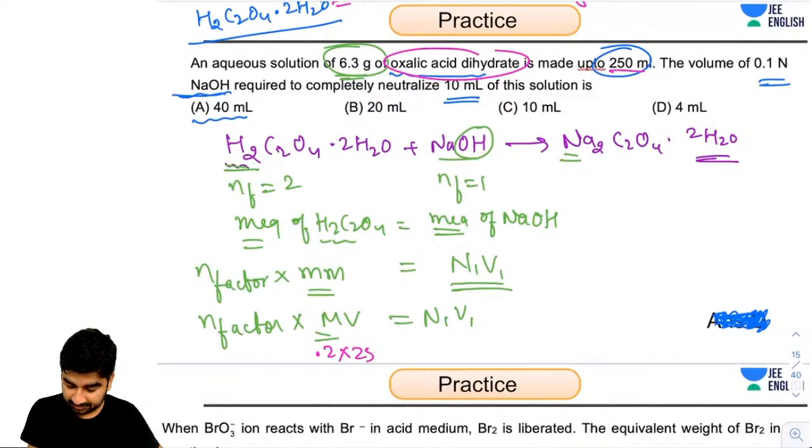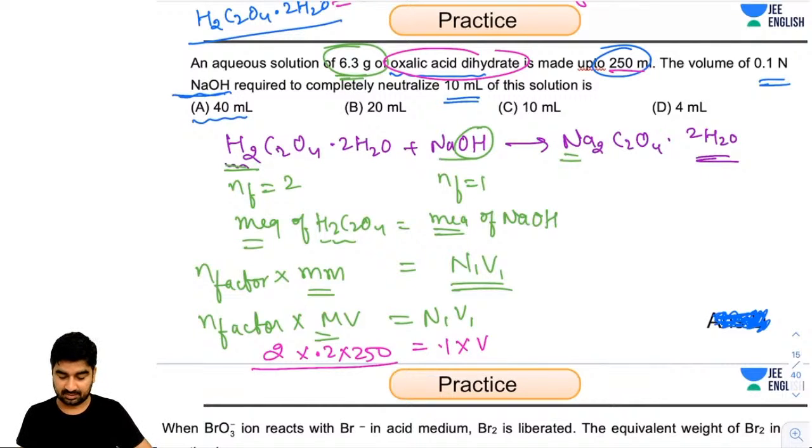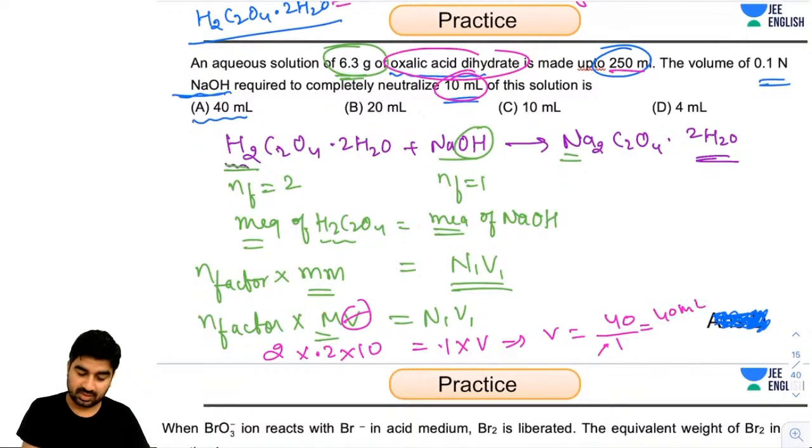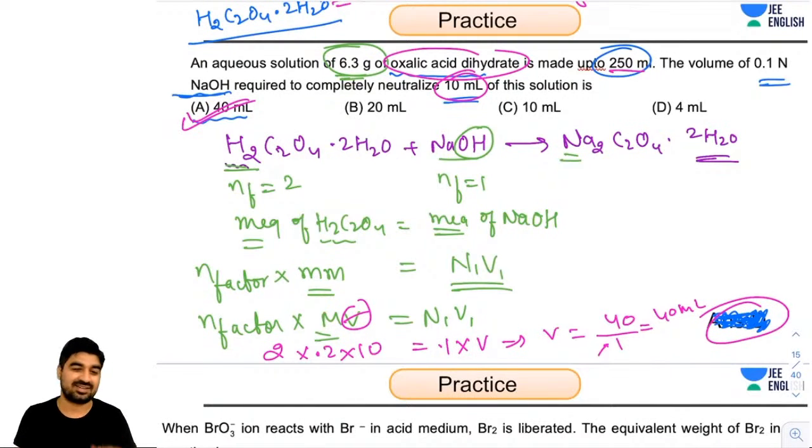Volume is again 250 and N factor is 2. Normality of this is 0.1, so you can calculate the volume. What will be the volume, guys, here? Yes, do it, guys. Be fast. Okay, sorry, here volume given is 10 ml. I have taken the wrong data. Now if you calculate, volume will be 4 upon 0.1, 40 ml. So guys, I told you not to go on this answer. It might be wrong.